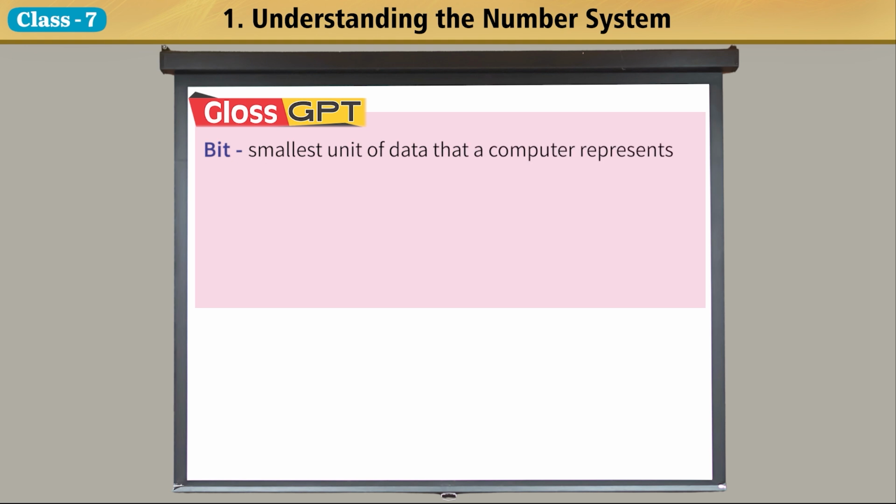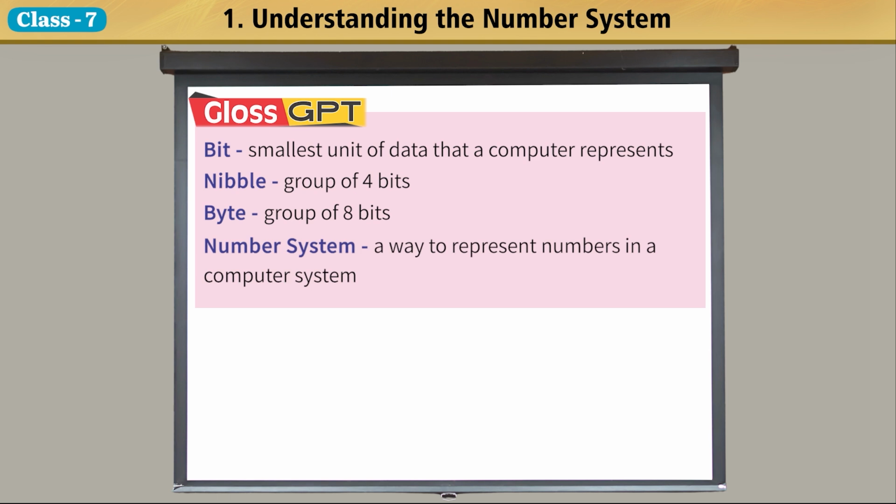Glossary. Bit, smallest unit of data that a computer represents. Nibble, group of 4 bits. Byte, group of 8 bits. Number system, a way to represent numbers in a computer system.